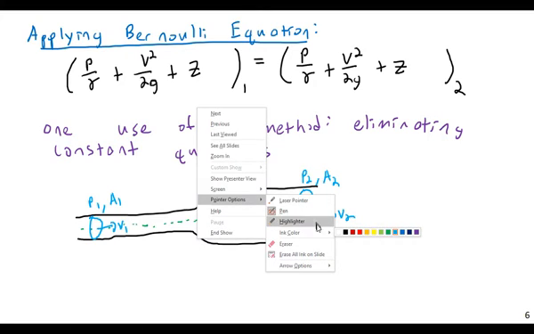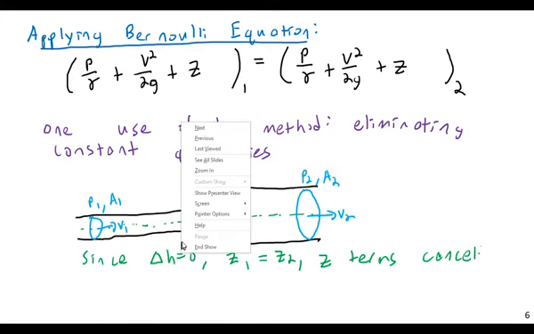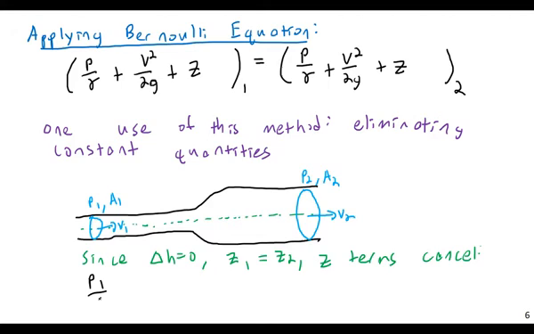Now, again, there is no change in height. So since delta H equals 0, Z1 is equal to Z2. That means we can cancel out the middle term. We can cancel out the z term. Therefore, the Bernoulli equation collapses to, we simply have P1 over gamma plus V1 squared over 2g equals P2 over gamma plus V2 squared over 2g.